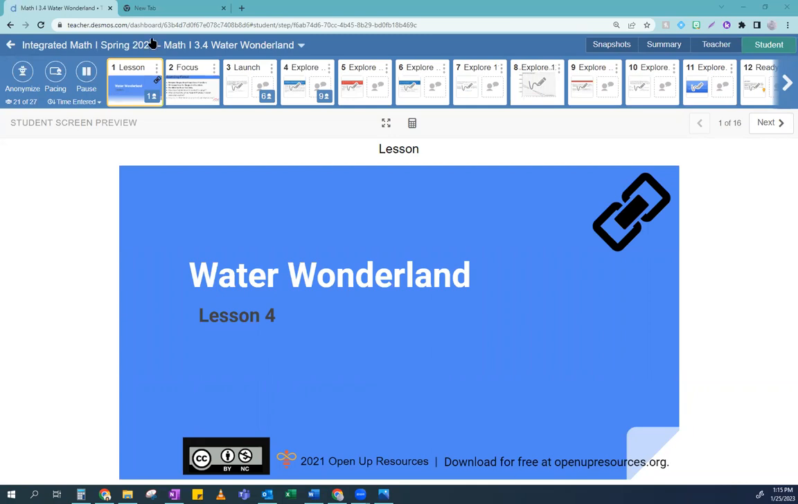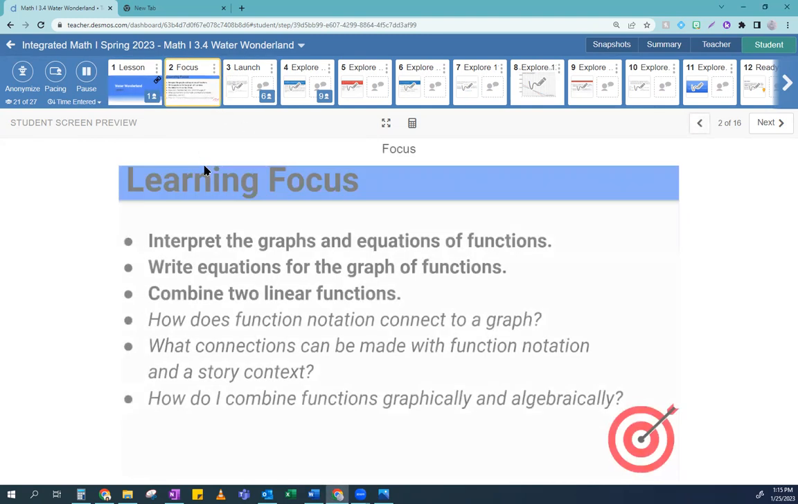So let's go. Today we will be getting into 3.4, which is called Water Wonderland. What we're going to be able to do today is interpret the graphs and equations of functions. Interpret is something that your computer can't do for you. It can give you facts and then you can do some interpreting, but your computer can't do it. So this is how we are markedly making you better, okay?